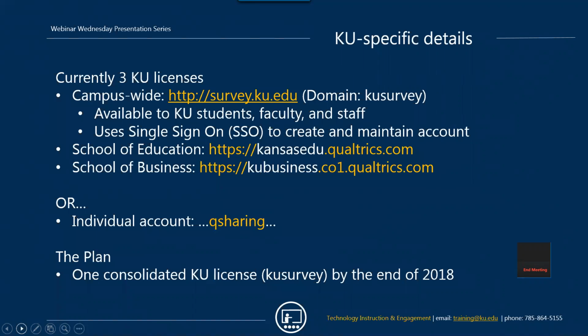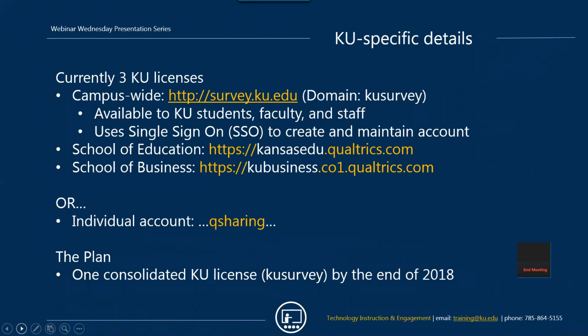The reason that this is important, having 3 licenses can create some confusion. I get a lot of questions. Of the questions I get, a high percentage of them deal with which license my account is in. Someone shared a survey with me, but I don't see it in my account. Well, a lot of times that puzzle is solved by figuring out which license your account is in, or if maybe you have 2 licenses in 2 different accounts. Creates a little bit of confusion.